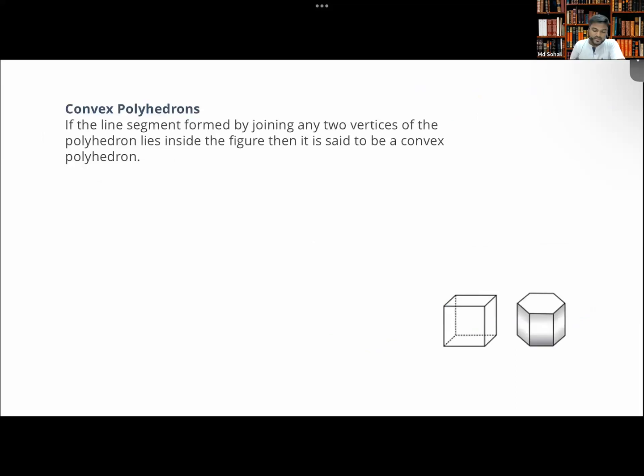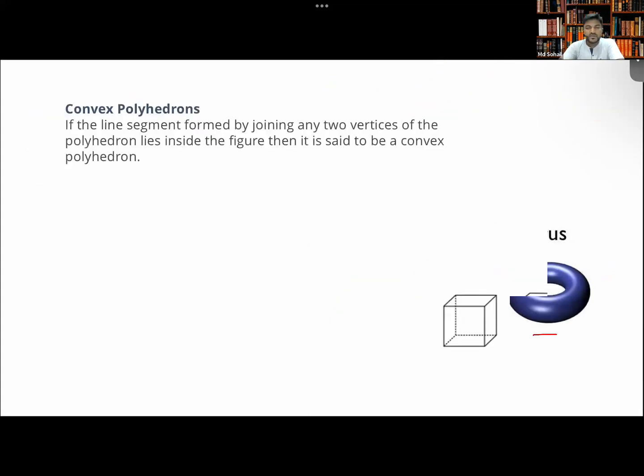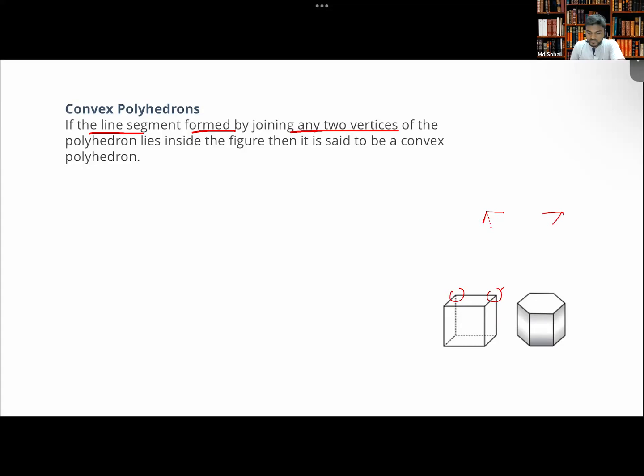Now, polyhedrons are of two types. One is convex polyhedron, another one is concave polyhedron. See this solid cuboid here. Take any two vertices, let's say this one and this one. If the line segment formed by joining any two vertices of the polyhedron lies inside the figure, then it is said to be a convex polyhedron.